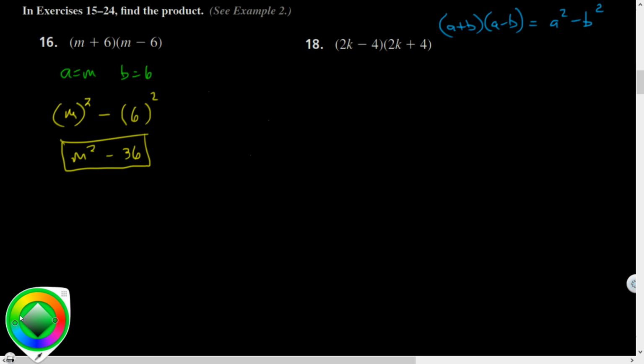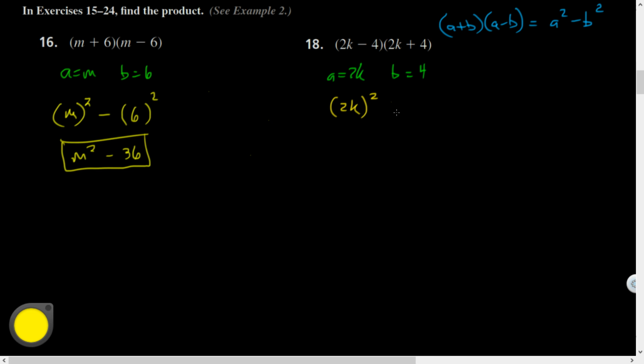And let's label this one. Now, this one's minus then plus. Doesn't matter because I could multiply these in any order I wanted. And I just take the positive version of it for b. Keep it simple, right? So a squared is going to be 2k all squared minus b squared, which is 4 squared. And 2k all squared means I'm squaring both of those things. So 2 squared is 4, k squared is k squared, minus 4 squared is 16.